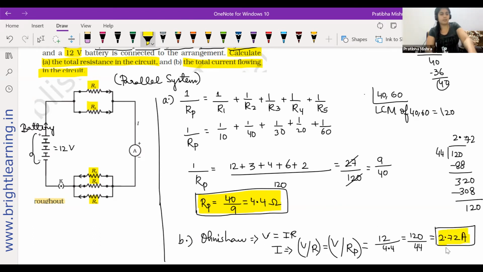Now we'll go to the next concept. Okay, next concept. Yes, tell me. Let me just check this. Okay, all right. So 40 by 9 was 4.44. That is correct. So we got 12 divided by 4.4. Right, so 2.72 is correct. Okay, very good. I have just taken only one decimal there in 4.4. You can take 4.44. Yes, 2.727. 2 to 3 decimals is more than enough. Do not go beyond that.